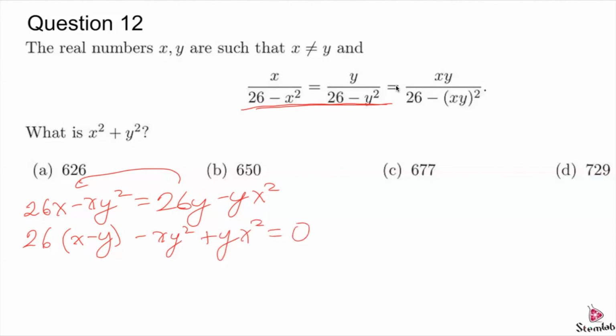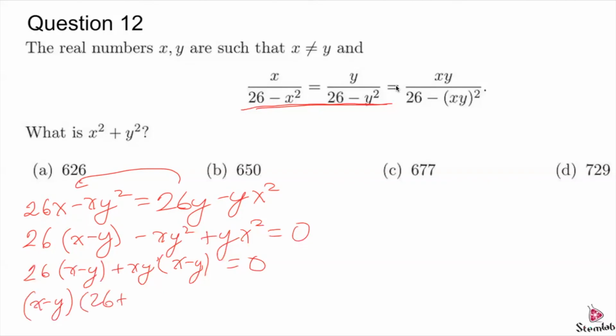Okay, so now we can factor out an xy from the latter term. So we get 26 times x minus y plus xy times, well, this one leaves minus y, and the second one leaves an x. So let's flip them so that it's the same form as the first term. So now we have x minus y times 26 plus xy equals 0. We know that x is not equal to y, so this term here is not driving it to 0. That must mean that xy is equal to negative 26.